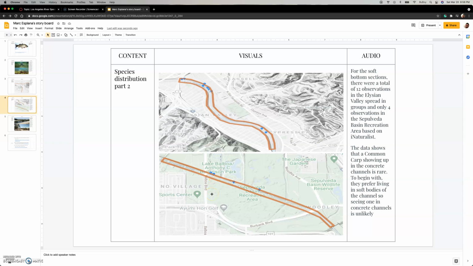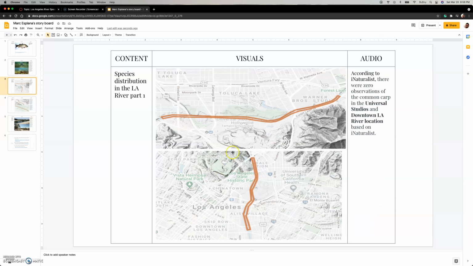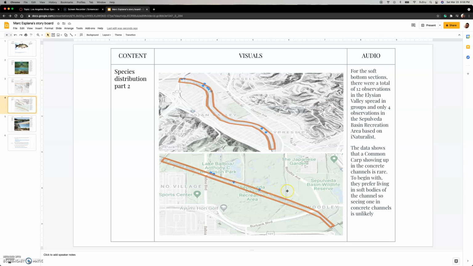This data shows that common carps showing up in the concrete channels over here is very rare, and to begin with, they prefer living in soft bodies of the channel, so seeing one in concrete channels is unlikely.